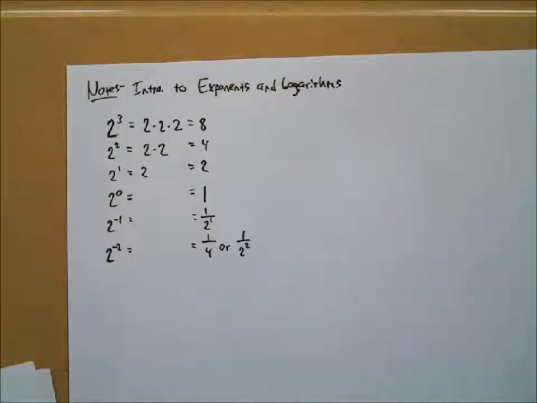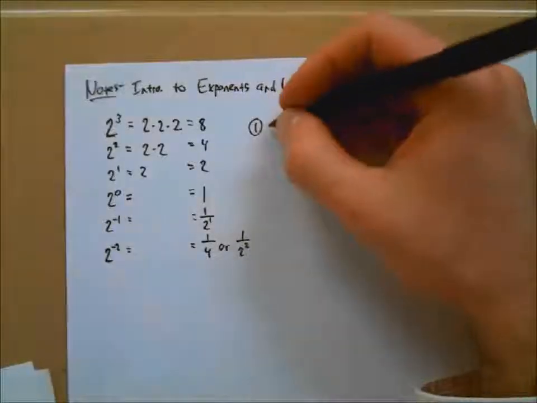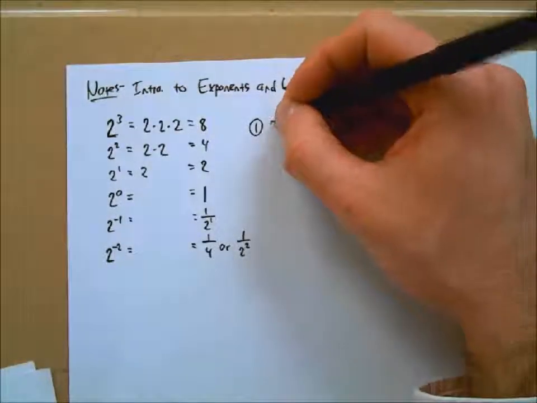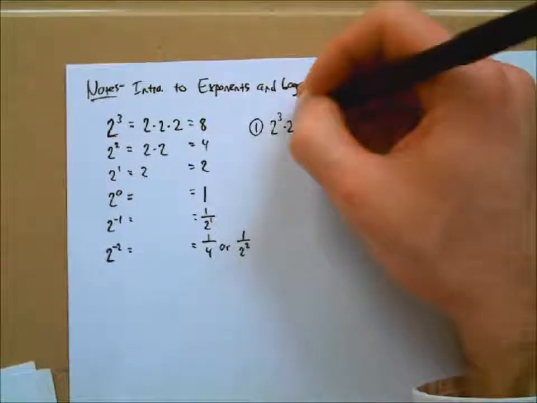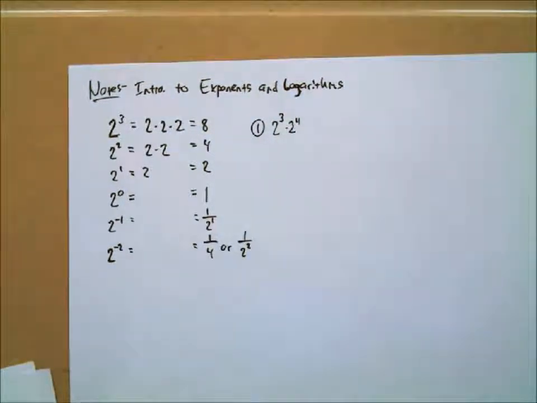Okay? And of course, there are other properties we should be familiar with, right? So let me just summarize some of these bigger properties too. For example, if we have 2 to the 3rd times 2 to the 4th, what does that equal? What's that same as? 2 to the 7th, right?